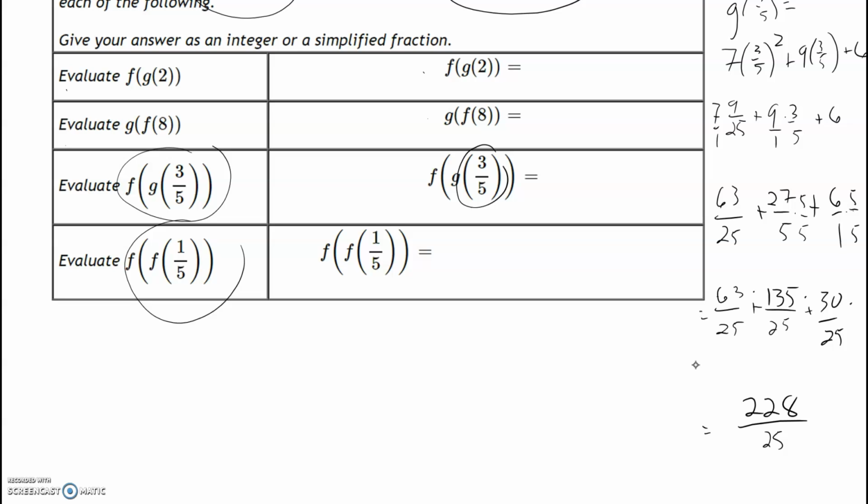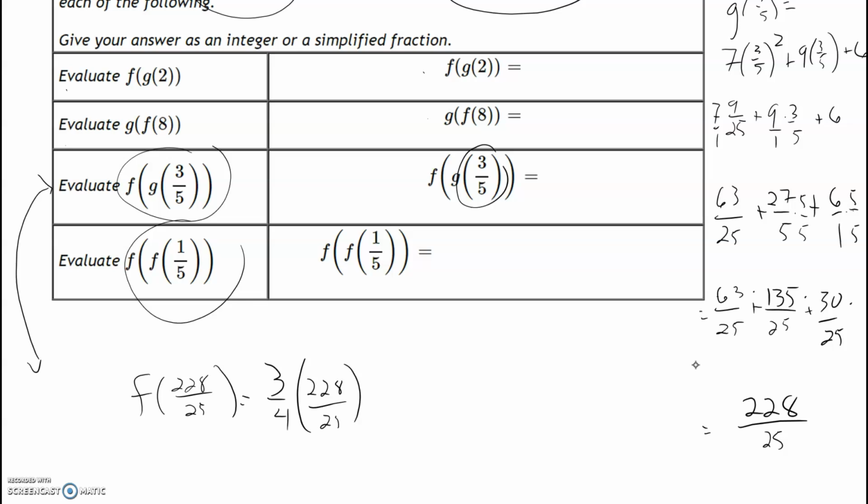So now I got to answer the question. I got to evaluate f of 228 over 25. Oh boy. Well, at least this one's not as complicated. So 3/4 times 228 over 25 minus 3.